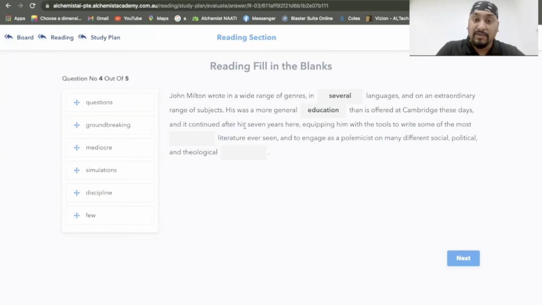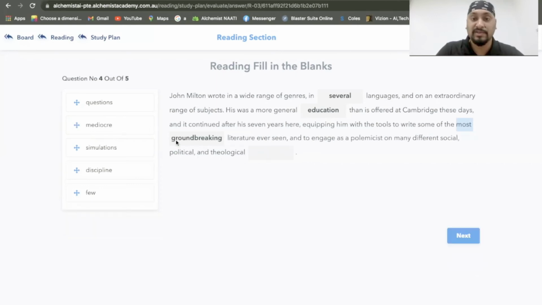And it continued after 7 years here, equipping him with the tools to write some of the most dash literature ever seen. After the word most, you also need an adjective. So what adjective can we put? We have groundbreaking, mediocre, and few. Most and few don't go together. Most mediocre literature ever seen? Not really. Mediocre means quite low level. I would probably put most groundbreaking literature ever seen.